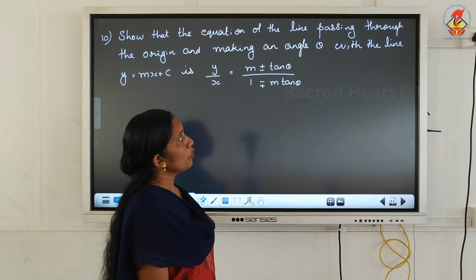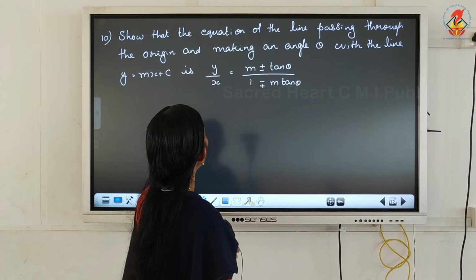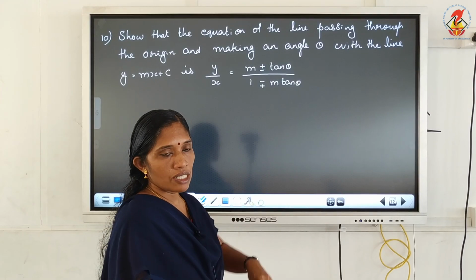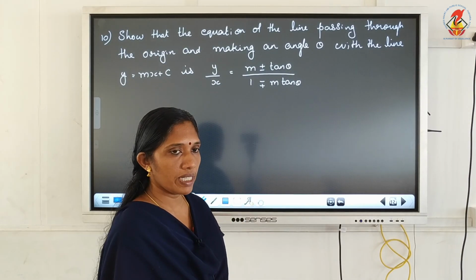Show that the equation of the line passing through the origin and making an angle theta with the line y is equal to mx plus c is y by x is equal to (m plus or minus tan theta) by (1 minus or plus m tan theta). So this is the generalization of the previous question.